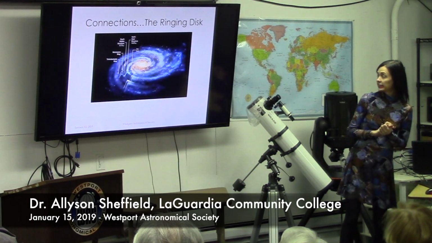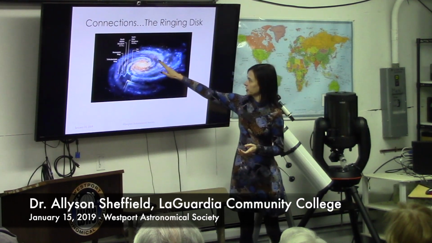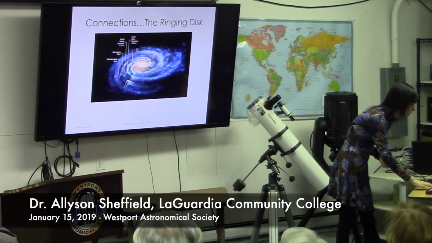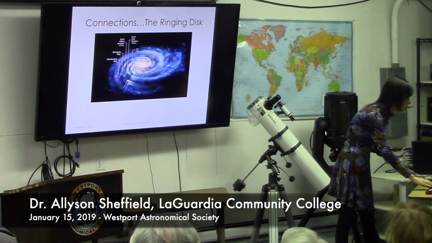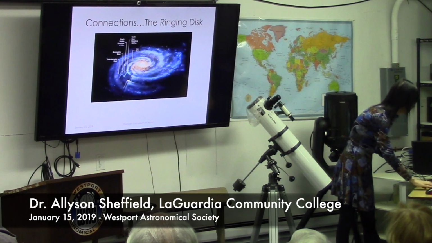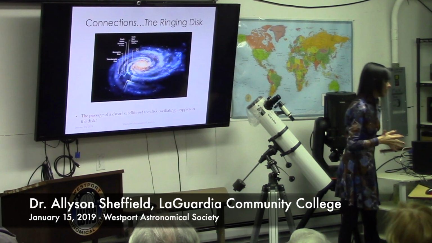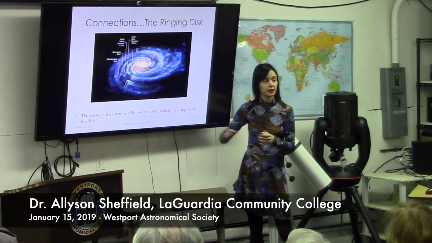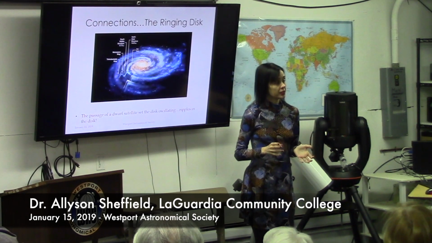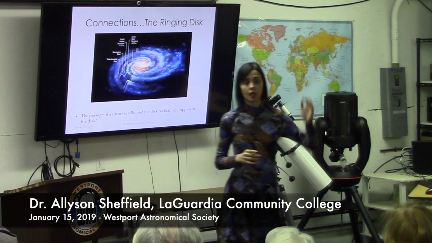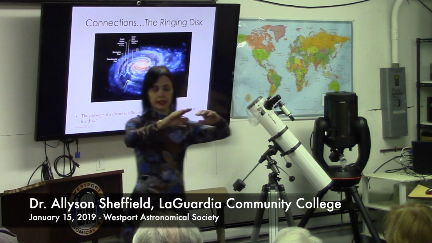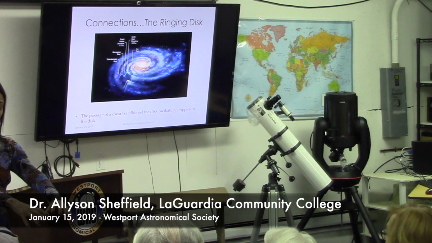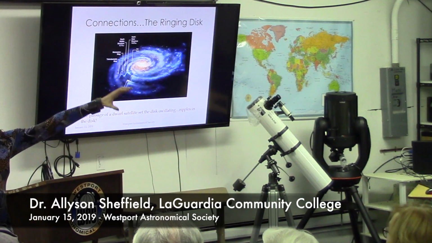So back to the ringing disk. This is, again, this artist concept, and you see the ripples in the disk. There's actually a north-south asymmetry of the bulk vertical motions. I mentioned that before. The idea is that a dwarf satellite galaxy, in fact, that's why I kept mentioning it, a specific dwarf galaxy, Sagittarius, plunged through the disk and set the oscillations in motion. And it would physically take those disk stars and move them up to the halo locations.